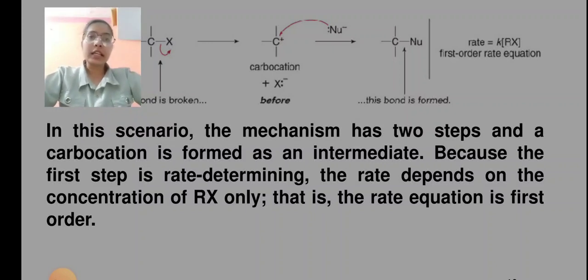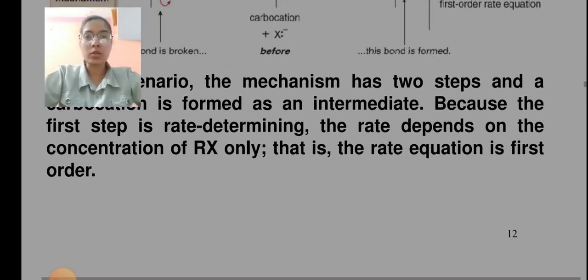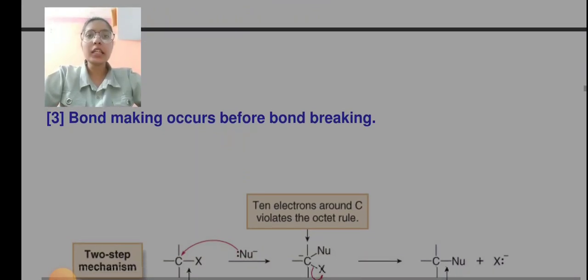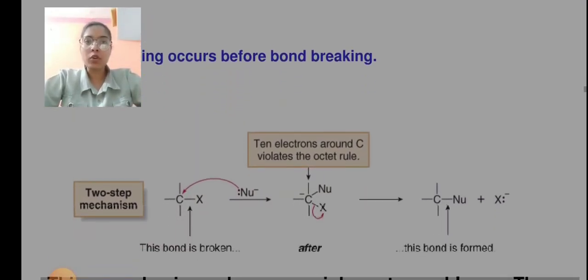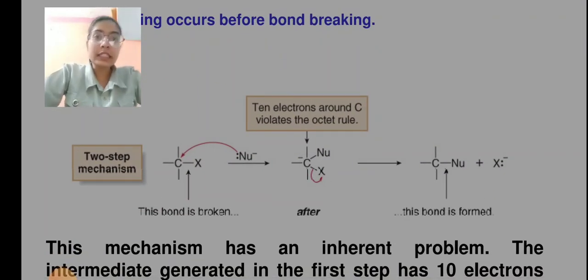In this scenario, the mechanism has two steps and a carbocation is formed as an intermediate. Because the first step is rate determining, the rate depends on the concentration of RX only. That is, the rate equation is first order. Third, bond making occurs before bond breaking. So let's see. In this example, we can see that when the nucleophile attacks this carbon, the bond is broken after the bond is formed with the nucleophile.